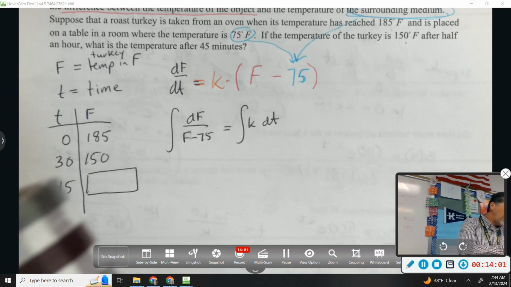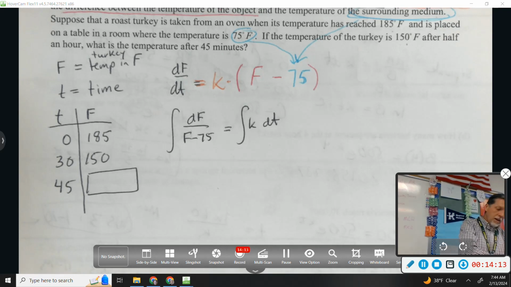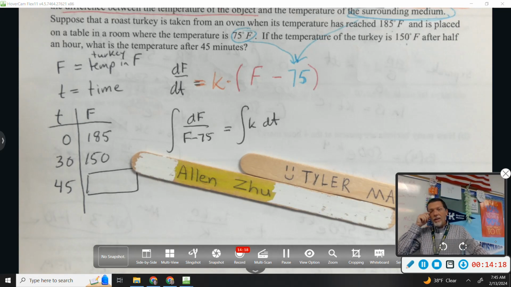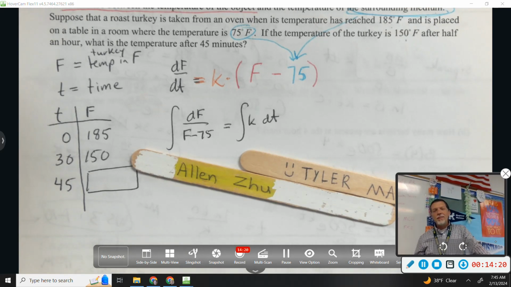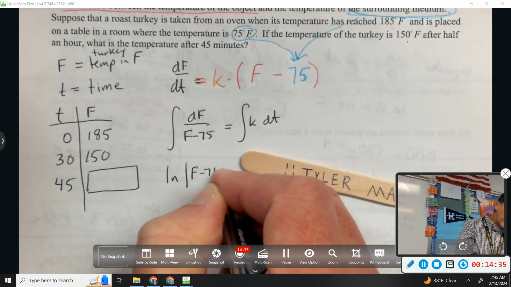And now we get to see who knows how to integrate. Oh, Addie wasn't here yesterday, so that would be cruel. But I have faith in Alan and Tyler. Tyler, I feel like you got the easy one, so we put Alan on the spot here. Natural log, okay? So you can do a U substitution if you want, but hopefully you've seen that enough to know that that's natural log of F minus 75.